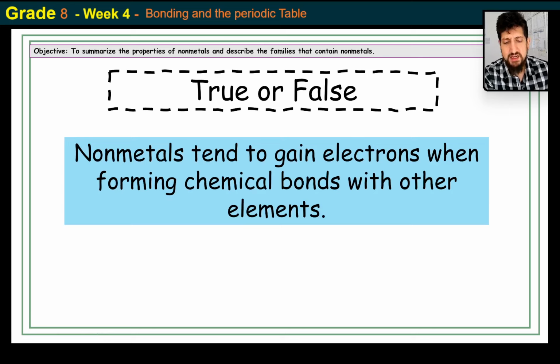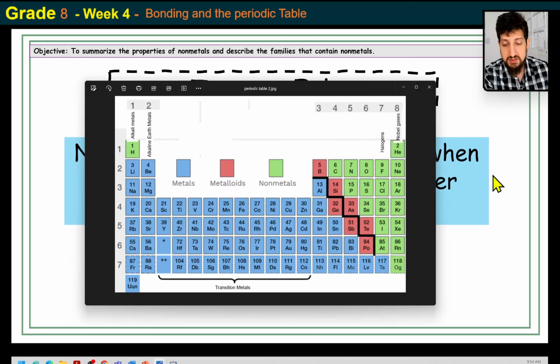Nonmetals tend to gain electrons when forming chemical bonds with other elements. Let's see, where are nonmetals? Over here. In order to form complete outer shells, with the exception of noble gases, which don't bother with anyone, these ones here gain electrons. It's easier to gain 3, 2, or 1 electrons.